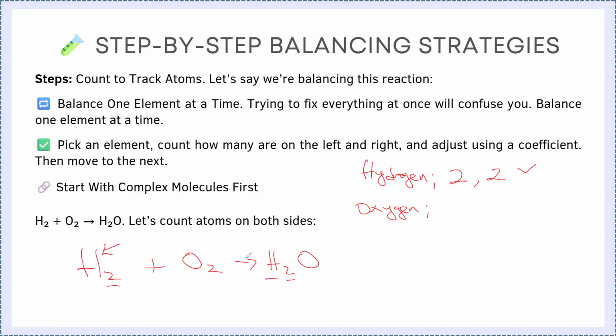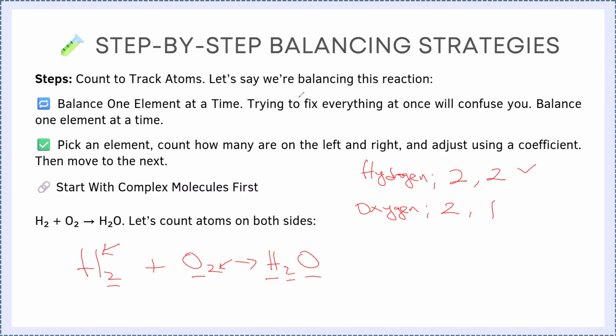How about oxygen? On the left-hand side, you can see oxygen having a subscript of 2, which means we have 2 atoms of oxygen. On the right-hand side, oxygen has no subscript, or the subscript is just 1. So we have 1 atom of oxygen. So oxygen is not balanced.